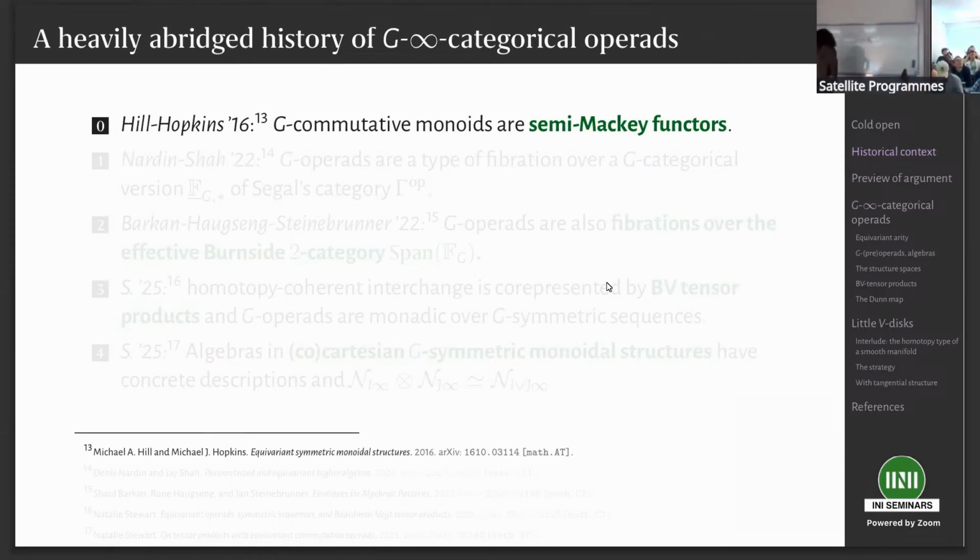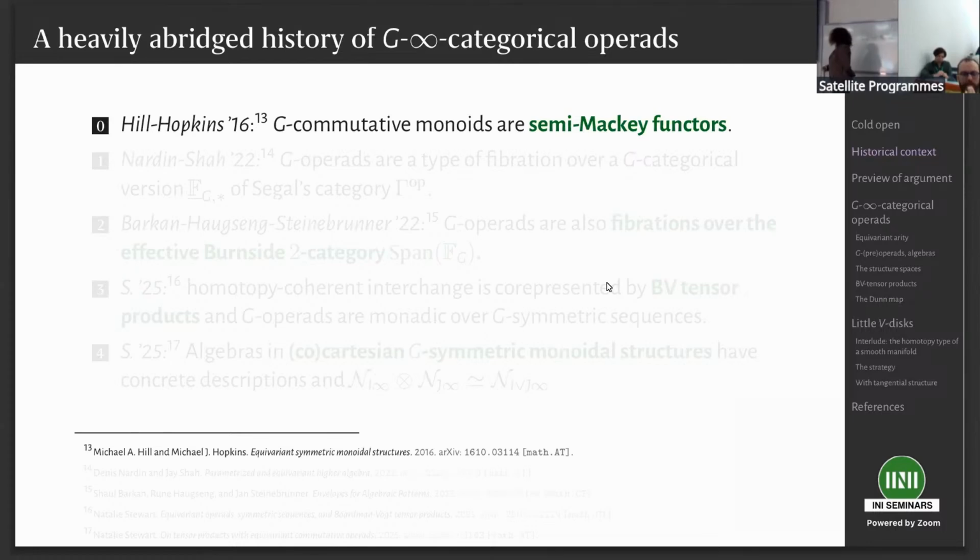Around 2016, in the wake of Mike and Mike, not to be confused with Mike and Michael, in the wake of Mike Hill and Mike Hopkins' work with Doug Ravenel on the Kervaire invariant problem, they wrote down this beautiful paper, Mike and Mike, about G-commutative monoids and genuine equivariant algebraic structure, which cemented, at least in my mind, the notion that there should be some G-commutative monoid theory. And a great model for it is semi-Mackey functors.